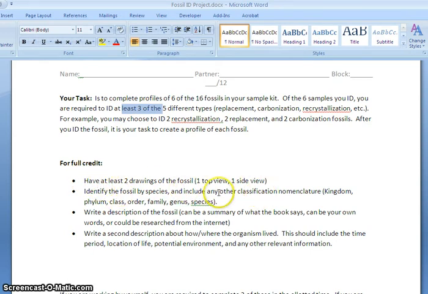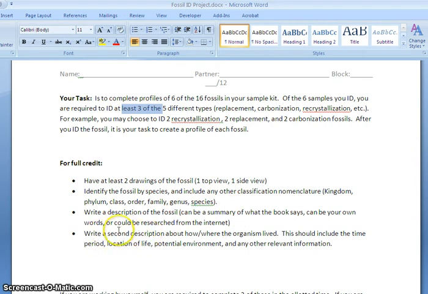Now, I'm going to attach another YouTube video that will teach you guys how to use kingdom, phylum, class, order, etc., okay? Also, I want you guys to write a description of the fossil, where it came from, and again, I can show you how to get that. You can also look at what our book says, and then also the internet, okay?